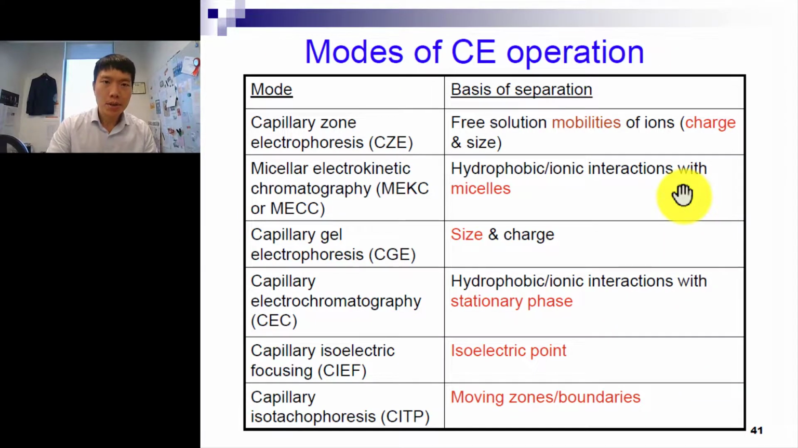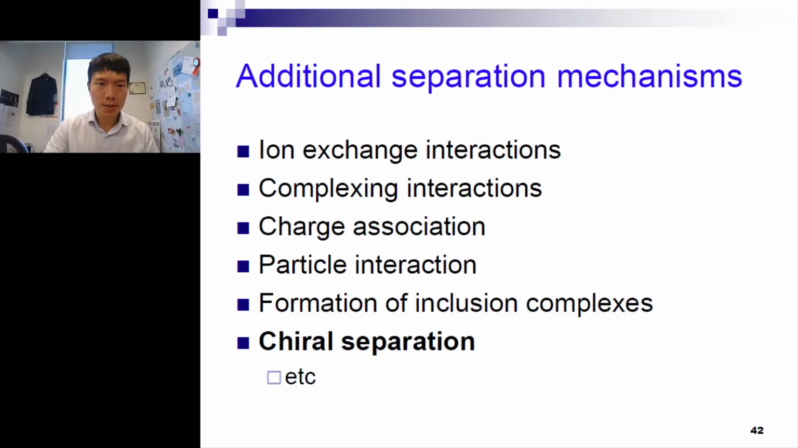Let's do a recap here. The various modes of CE separation operations. You've got the capillary zone electrophoresis, the MEKC, the gel electrophoresis, electrochromatography, CIEF, CITP, right? And the basis of separations are such, right? Know the differences because we will ask you to highlight them, maybe in your test.